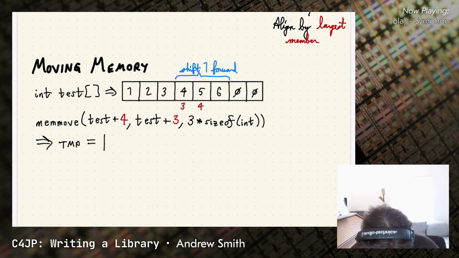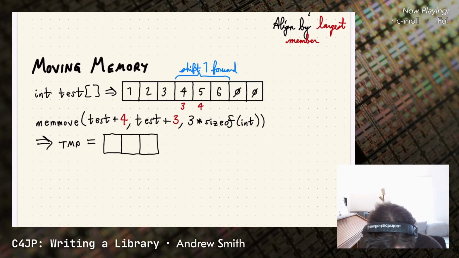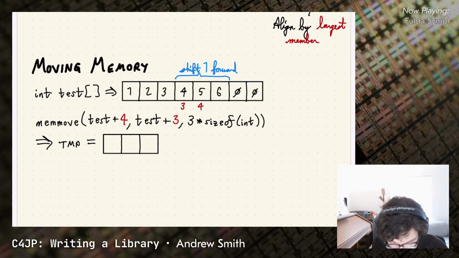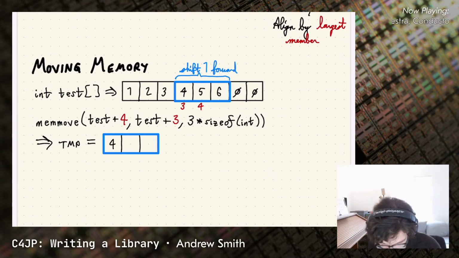And so we're moving 3 elements. So temp is going to be large enough to store, of course, 3 ints. There we go, 3 ints. And now what we are going to do is copy the values that you are trying to shift. So these values here are going to be copied into this temporary array that is allocated off somewhere else. And so we're going to copy these values here to 4, 5, and 6.